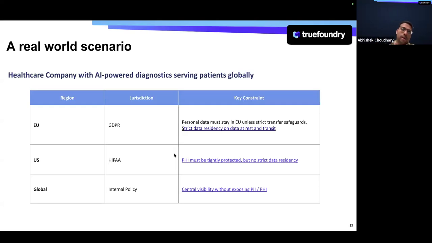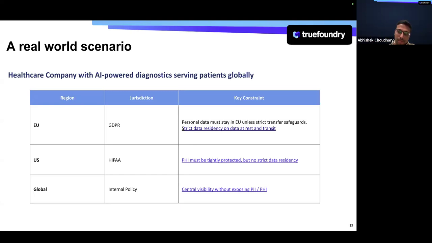So I'll explain an example of a real world scenario. Let's imagine a healthcare company with AI powered diagnostics, which is serving patients globally. If it's serving patients globally, it will have customers in the US, Europe, and other global areas. For EU patients, the personal data should be stored in Europe. That means the company will have to route all traffic originating from European customers through European models and end up saving all the data in Europe.